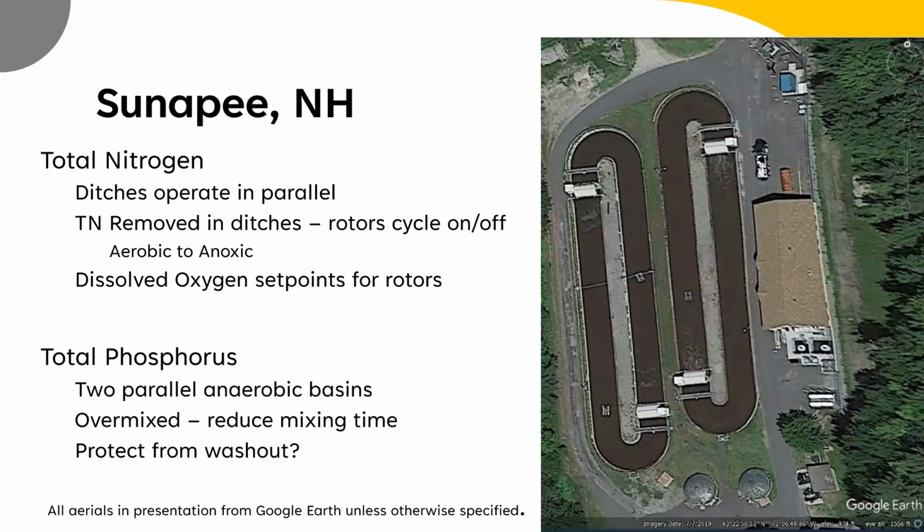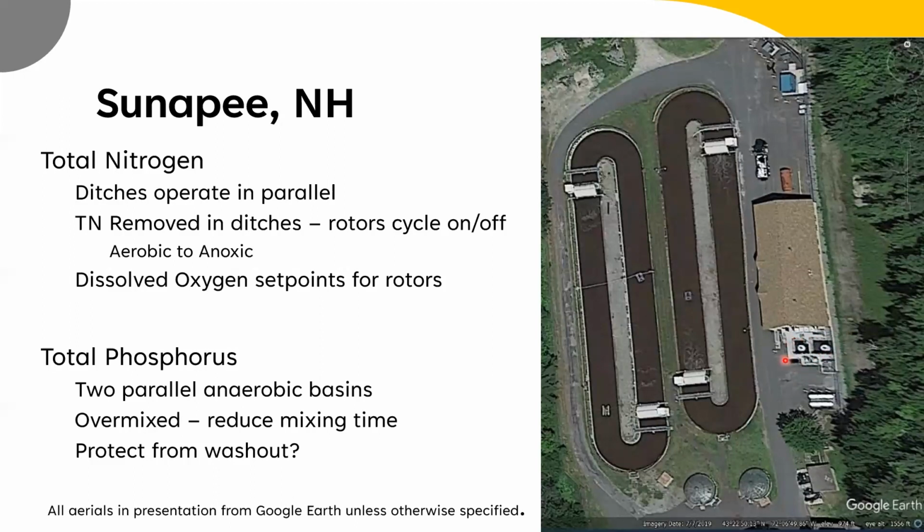For total phosphorus, they have 2 parallel anaerobic basins. And let me see if I can get my laser pointer here. So these are 2 anaerobic basins, and they operate in parallel. And then the sludge processing is here under roof. New Hampshire gets some pretty extreme precipitation rates where they feel they are getting biology being washed out from the anaerobic zones.